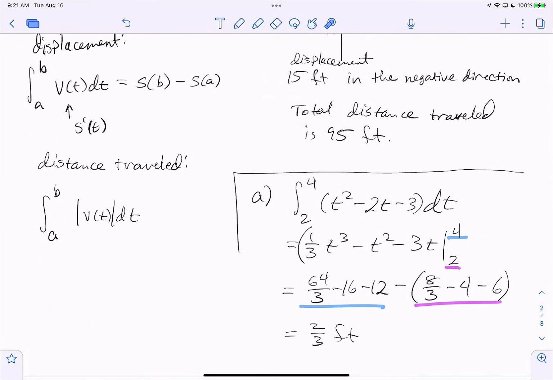And so maybe this particle is moving back and forth and it ends up 2/3 of a foot in the positive direction compared to where it started from.